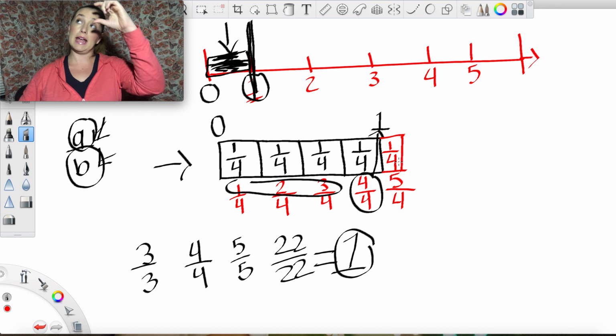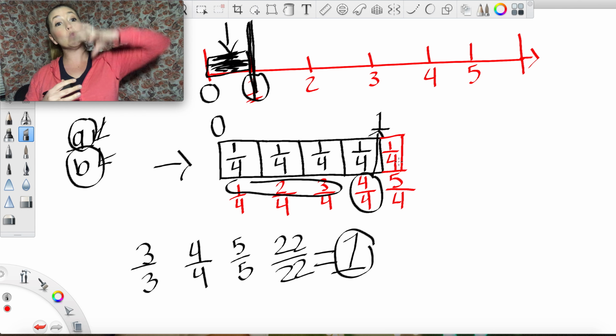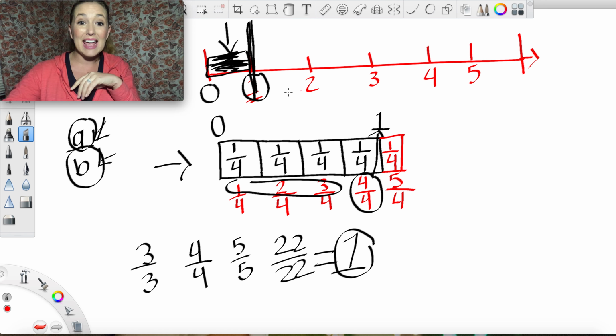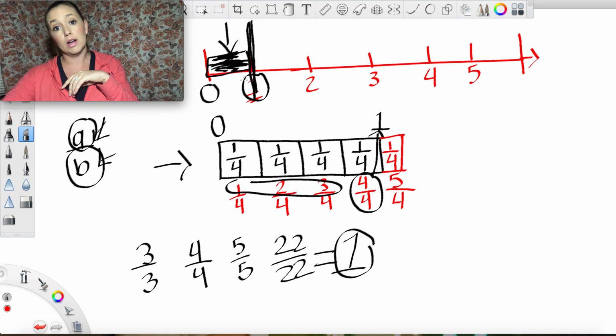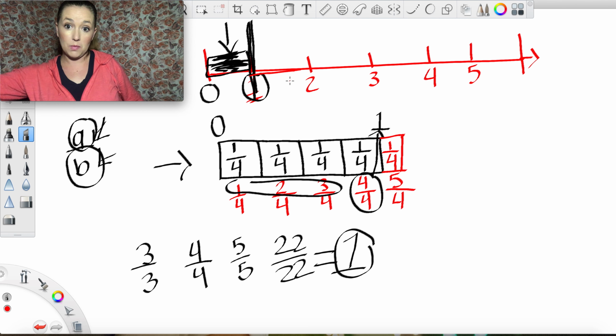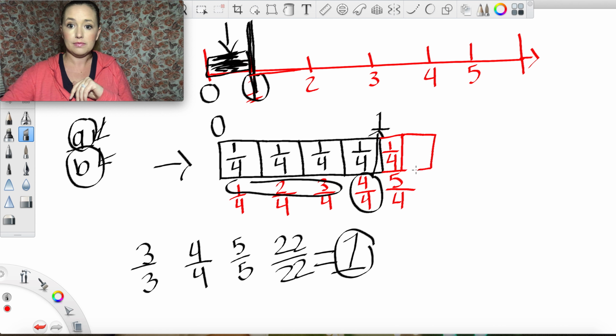Anytime I have my numerator greater than my denominator, it means that I have more than 1. So less than 1, equal to 1, or more than 1. And I could keep going. I could say, here's a 1/4 piece, and that's 6/4.